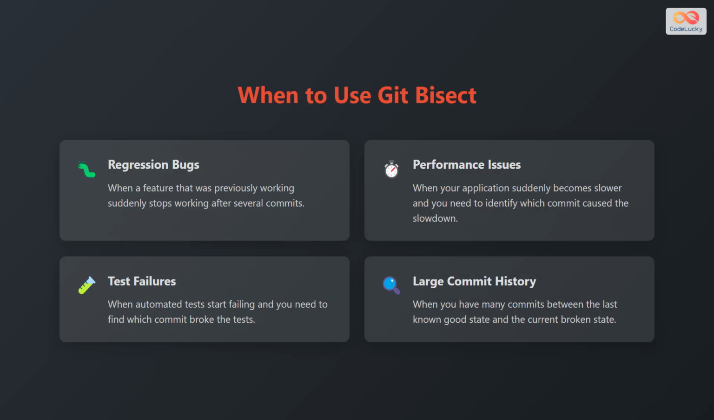When to use Git Bisect. Regression bugs: when a feature that was previously working suddenly stops working after several commits. Performance issues: when your application suddenly becomes slower, and you need to identify which commit caused the slowdown. Test failures: when automated tests start failing and you need to find which commit broke the tests. Large commit history: when you have many commits between the last known good state and the current broken state.